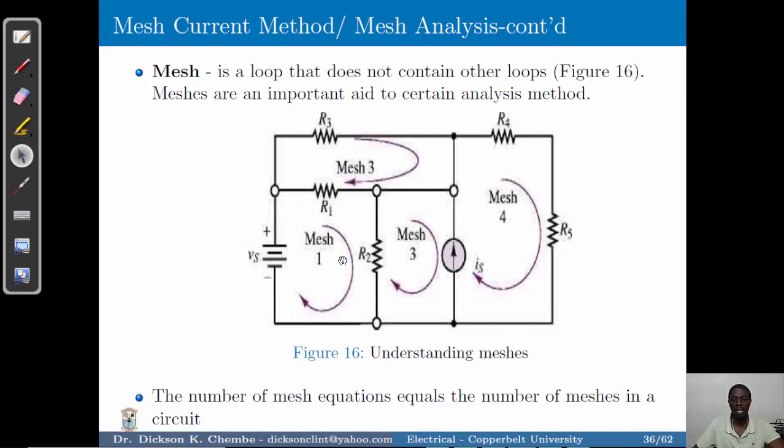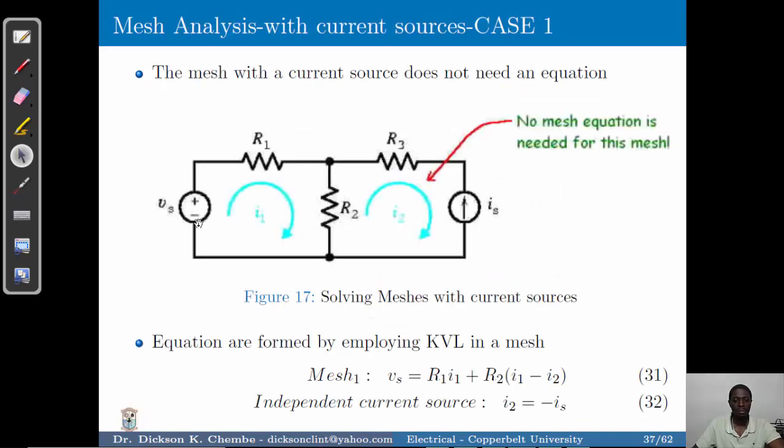The number of equations that you are going to make is equal to the number of meshes that you have in a particular circuit. For instance, in this circuit we have 4 meshes, and therefore the number of equations is equivalent to the number of meshes. Now, there are 3 scenarios that you are going to face. One is when you have a voltage source in a mesh, two is when you have a current source which is not situated between 2 meshes, and three is when you have a current source situated between 2 meshes. I've taken the cases to be only where we have current sources.